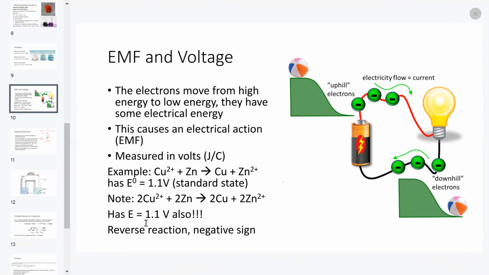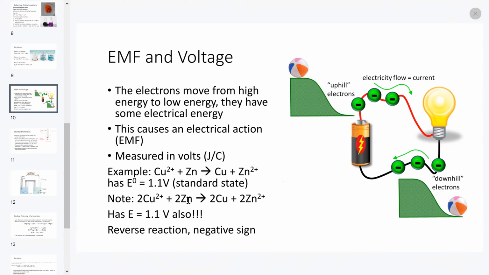And what I want you to notice, this is really handy, is that if we multiply the reaction by 2, the voltage doesn't change, because voltage is measured in joules per coulomb, not joules per mole or anything like that. Because it's in joules per coulomb, it doesn't care about how many times we've multiplied the reaction. So that reaction also is 1.1 volts. Okay?